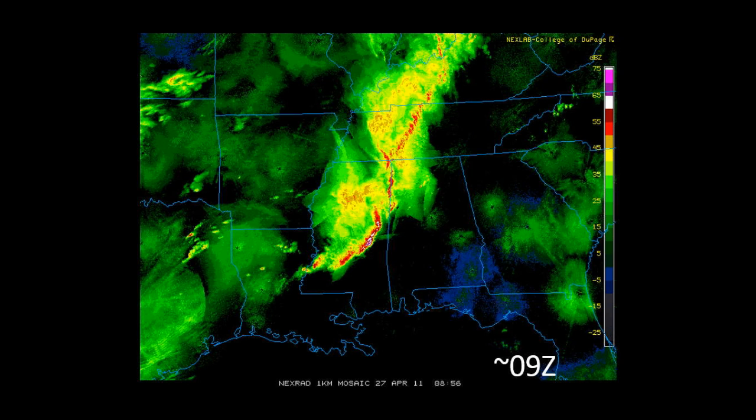And it turns out this MCS had supercell structures embedded in it. I believe it produced the most significant tornadoes between 6Z and 12Z on record. So as long as we've been keeping tornado records, this was the busiest midnight shift that has occurred. And this is leading into the forecast for April 27th. This isn't the April 27th, this is the overnight April 26th stuff.